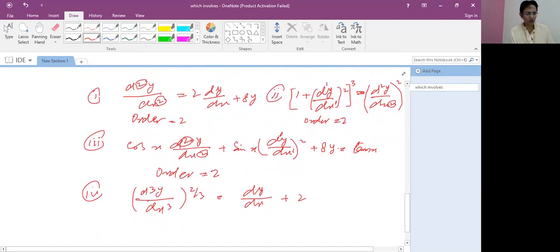So this is the order of the highest derivative present in the differential equation. It is 3. So the order is 3.